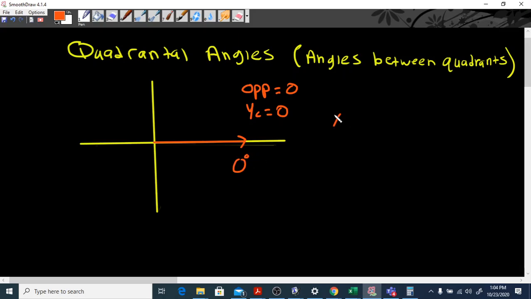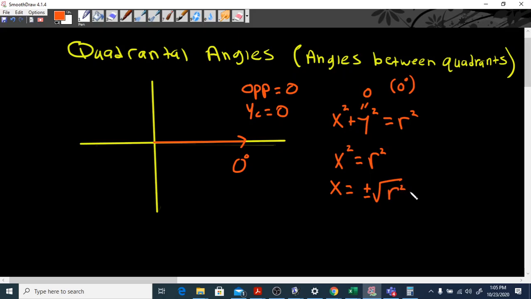No matter what, we have the Pythagorean theorem, x squared plus y squared equals r squared. Now if the y is 0, which is the case for 0 degrees, then I get x squared equals r squared. If I solve for x, I get that x equals plus or minus the square root of r squared, which is plus or minus r.